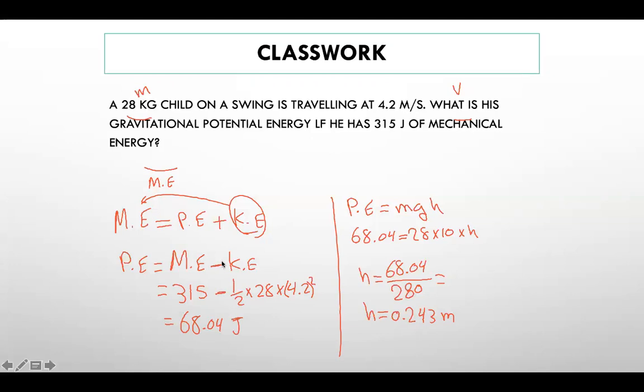If he extends the question and asks me to find the height, you will take the potential energy, which equals mgh. m here is 28, g is 10, height is needed, and potential energy we already have here, 68.04. Then you calculate it by dividing 68.04 over 280, which gives me at the end the height.